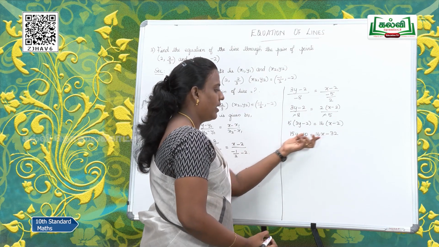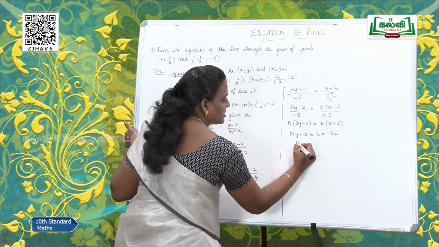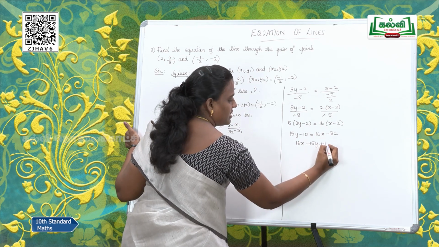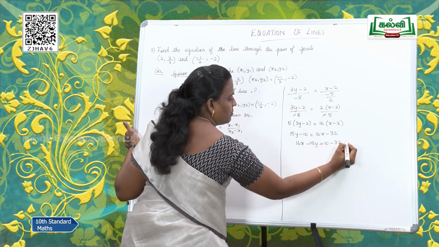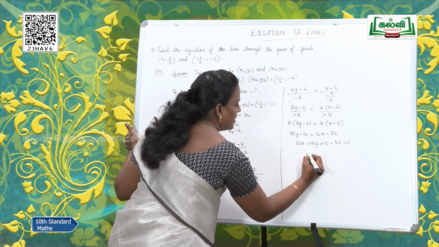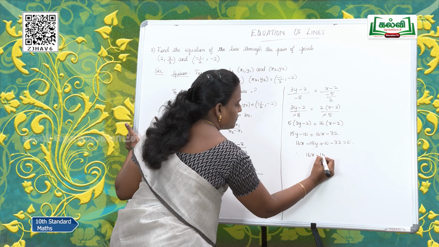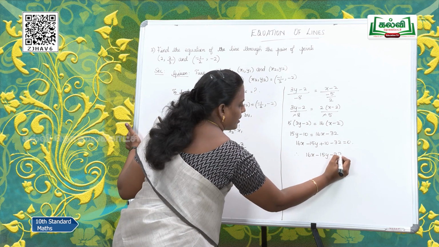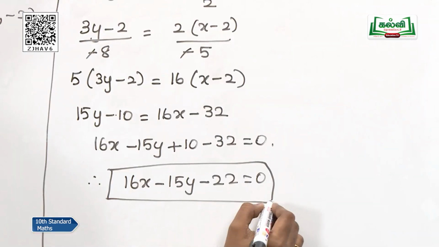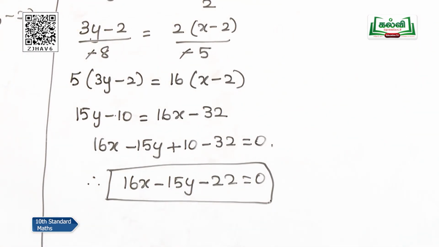Now, again you bring the y terms to the other side. So, 16x minus 15y, this minus 10 will become plus 10, minus 32 is equal to 0. So, therefore, I get the answer as 16x minus 15y minus 22 is equal to 0. So, this is the equation of the line joining this pair of points.